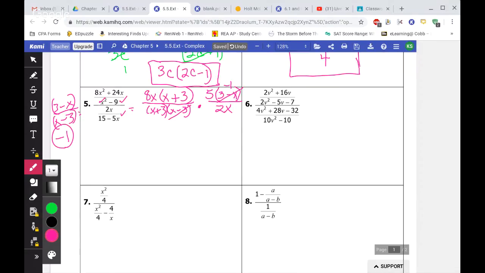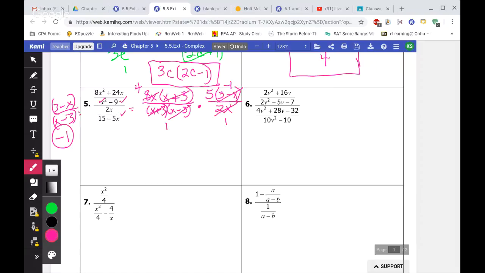And then, so that x minus 3, 3 minus x factors to give me a -1. The x plus 3, x plus 3, they cancel. The 2x, and then over here I've got a 1 left. The 2x also cancels with the 8x, and you've got a 4 left at the top. And there's only 1s at the bottom.